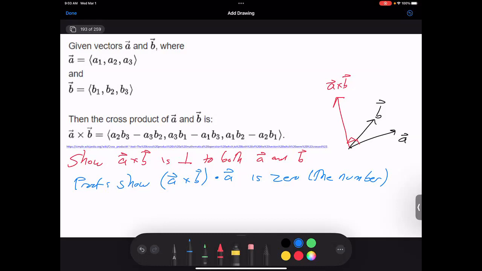We can define almost anything we want. The question is, when is the definition going to be useful? So this has lots of applications in physics. One of the big questions you want to ask is, is there a way to generalize this to higher dimensions? It turns out that the cross product really only exists in three-dimensional space.